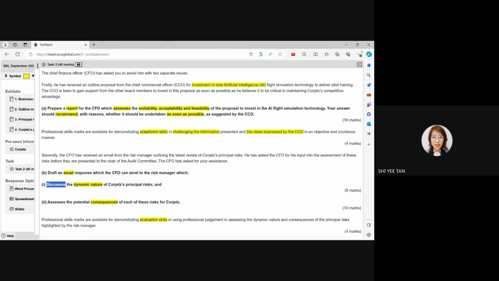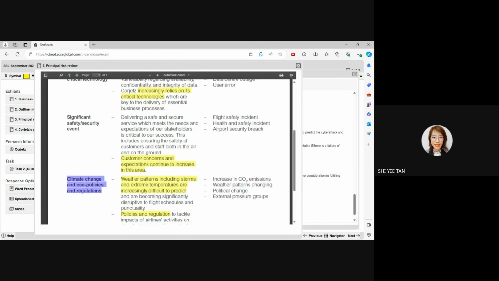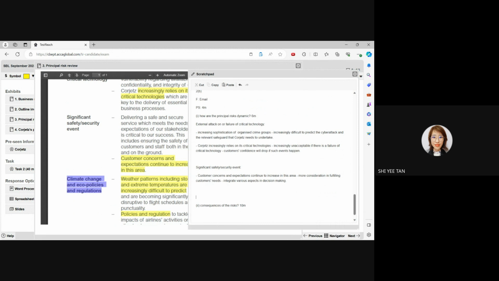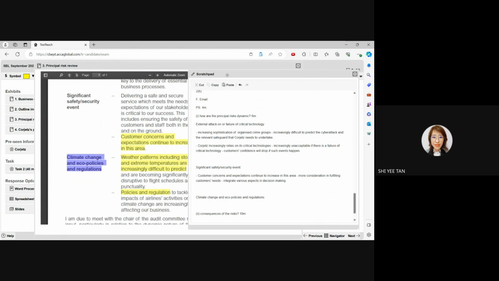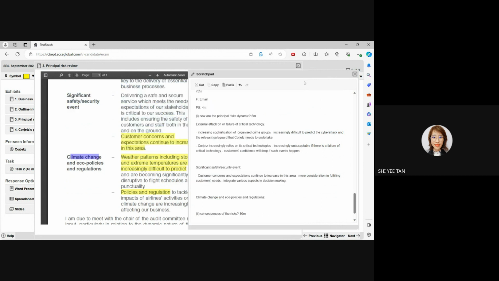Task number 2 asks you to discuss. Okay. Right. Another one is climate change. This one I think I leave it to you. I think this one is not that difficult as long as you understand what's the meaning of dynamic. I leave it to you. You have 2 points. Again, I pick that increasing. You see the keyword increasing. Weather pattern, storm and extreme temperature. Now you cannot predict already. So that's why your risk of climate change is very dynamic because you totally cannot predict.